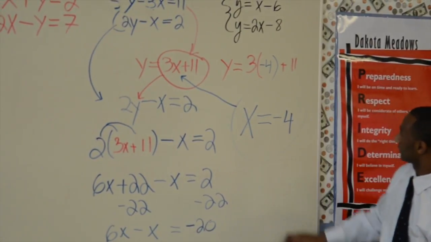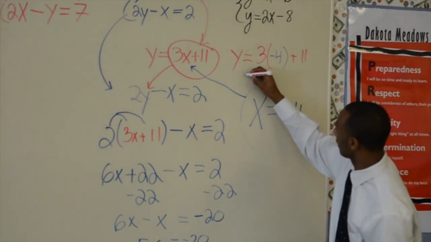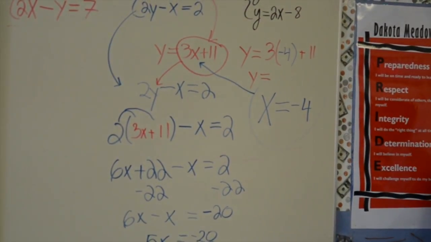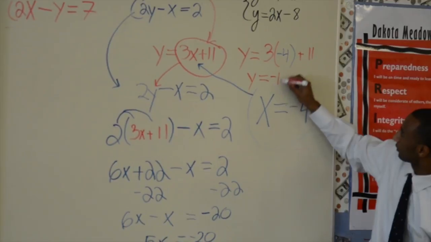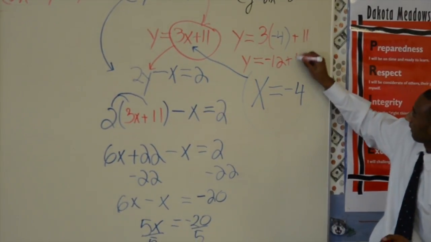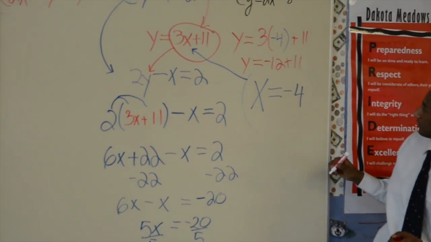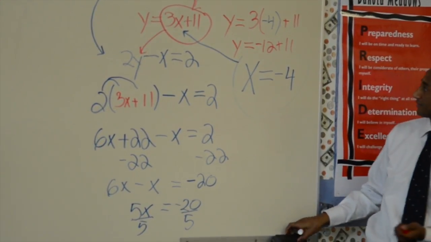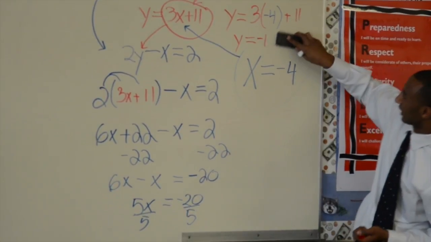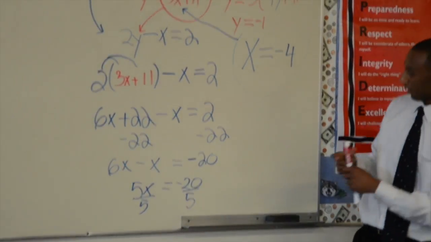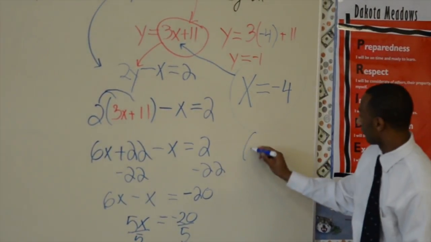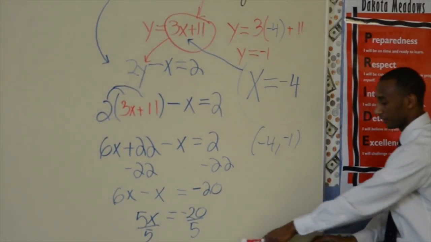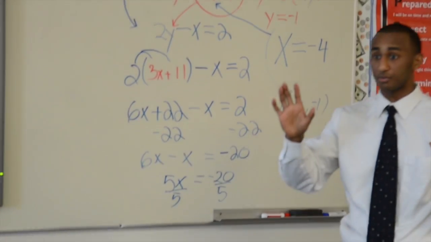So when you simplify that, what is y equal to? What is 3 times negative 4? Yep, negative 12. And plus 11? What is negative 12 plus 11? It's negative 1. So our ordered pair is what? Negative 4 and negative 1.